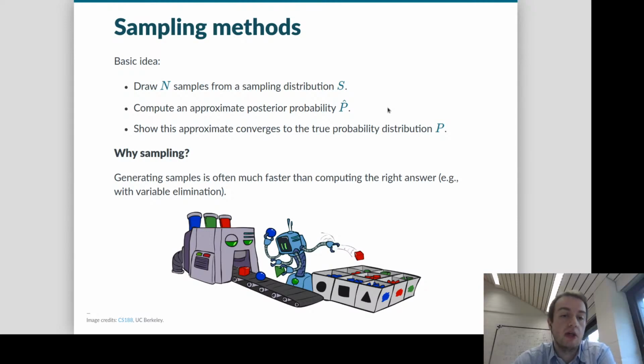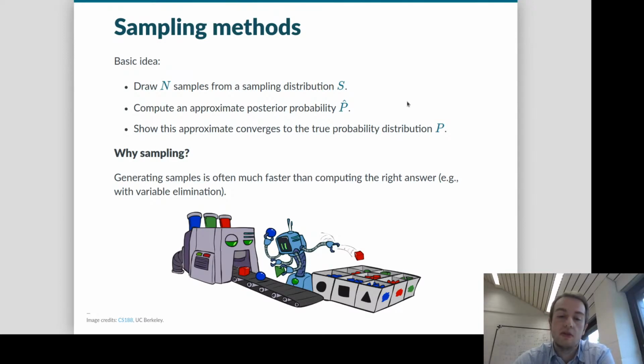Of course, for this sampling method to be useful, we would like it to have some convergence properties, meaning that as you increase the number n of samples that you draw from S, the estimator will be consistent, meaning that it will tend to the true value that you want to approximate.